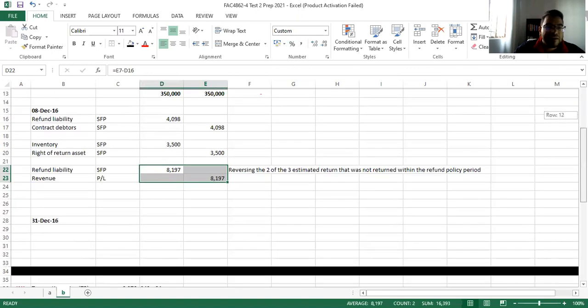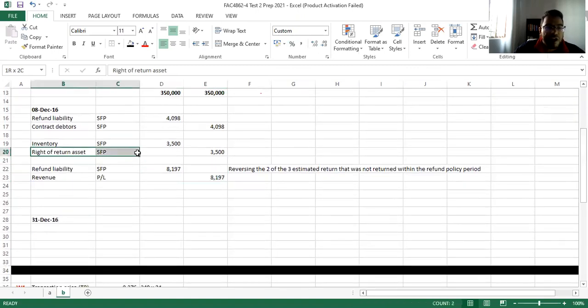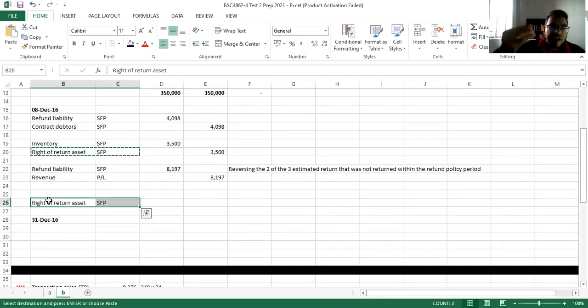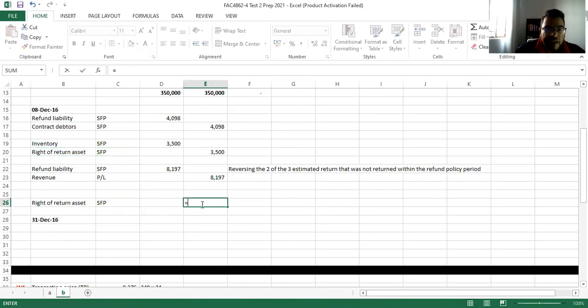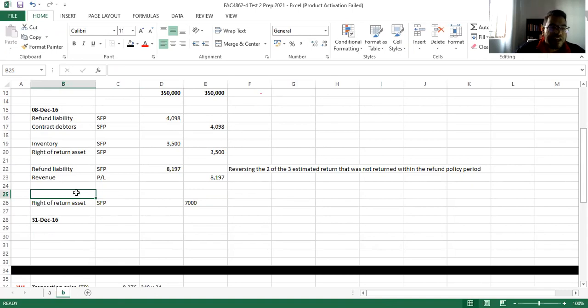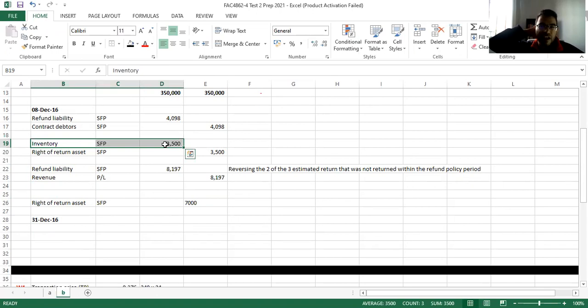With that, once again comes the right of return asset. We no longer have a right of return. So right of return must decrease. Right of return is an asset. Assets decrease on the credit side. So we're going to decrease 3,500 cost price times 2. And we can't debit inventory. Over here, we debited inventory, but we can't because the computers were never returned.